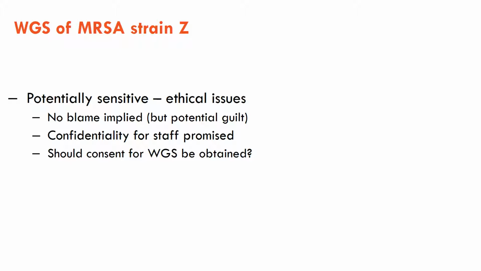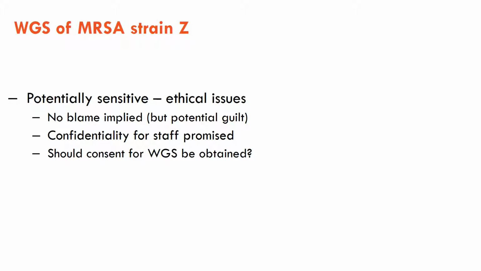The aim, of course, was not to blame anybody, but to try to understand what had happened so that it could be prevented in future. However, we couldn't exclude the possibility that if someone were identified and knew that they had been an unwitting source or vector of spread, they may feel very guilty. And if that information was leaked to other people, they may be blamed.